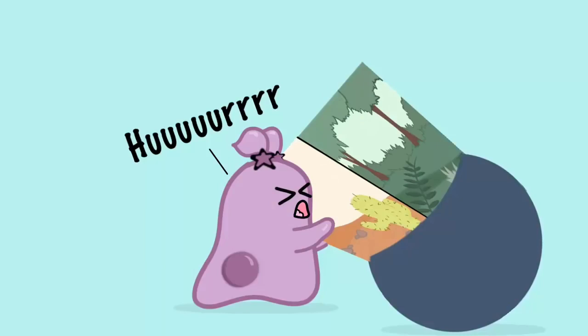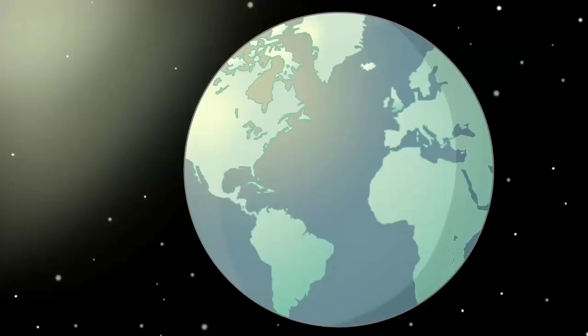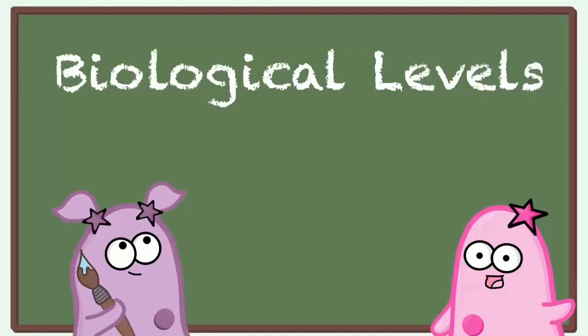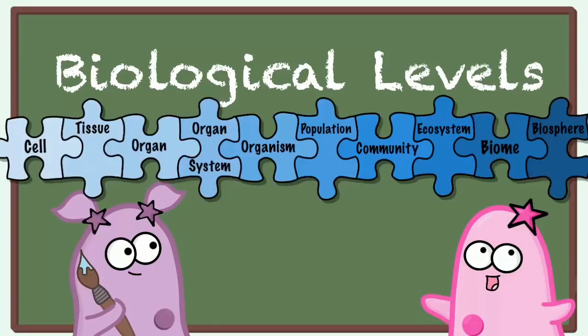Now, what happens when you put all the biomes together? Well, now you are talking about the level of the biosphere. The biosphere includes anywhere on our planet where life is supported. It is the sum of all of the biomes, all the areas where organisms live. We're finished with our tour of the biological levels of organization, but remember, this is just an overview. The more biology you learn, the more you will discover how these levels relate to each other.